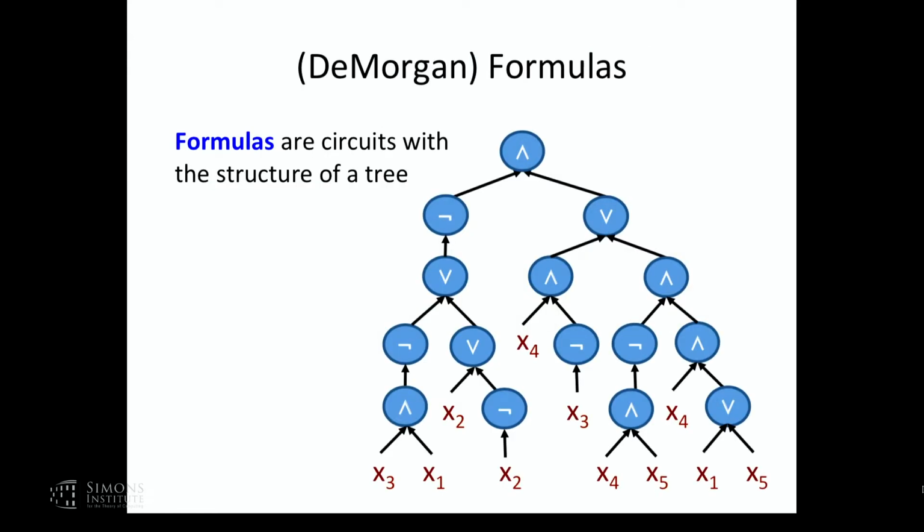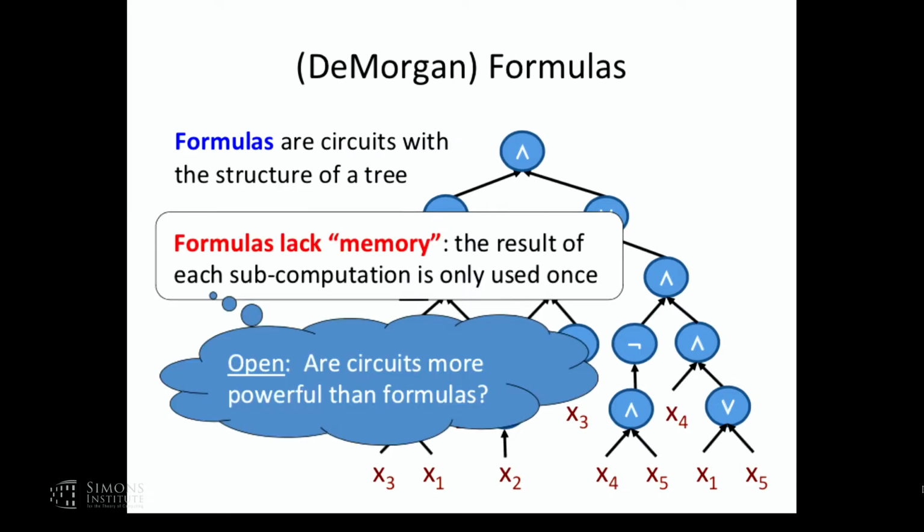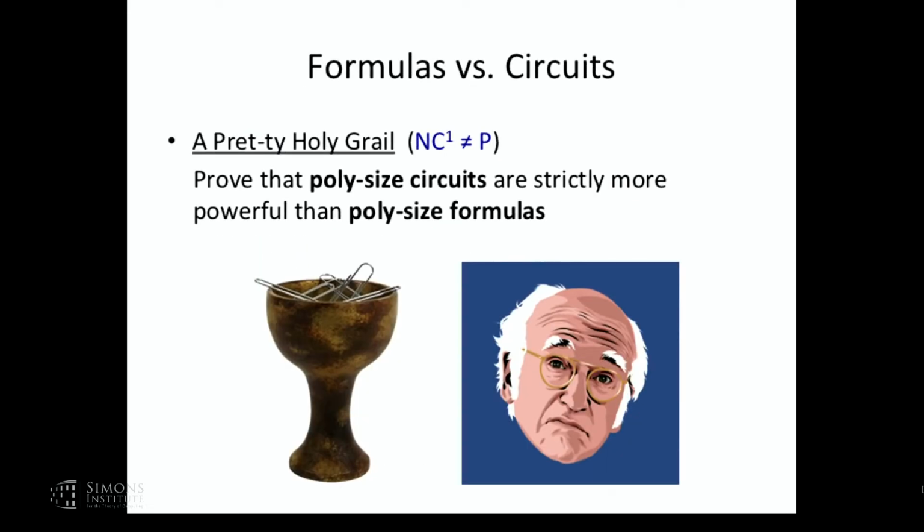Okay, so an important subclass of circuits are formulas, so De Morgan formulas, since I'm talking about the fan-in-2 setting. Formulas are just circuits with the structure of a tree, and we measure the size by the leaf size, the number of leaves in a formula. Formulas intuitively are a weak model of computation in that they lack memory, in the sense that the result of each subcomputation is used only once. And despite this obvious weakness, it's open whether circuits are actually more powerful than formulas in the following sense.